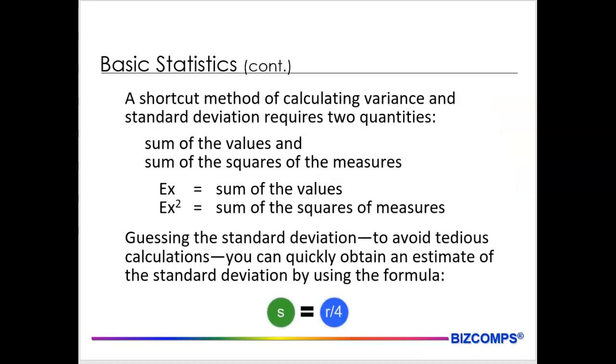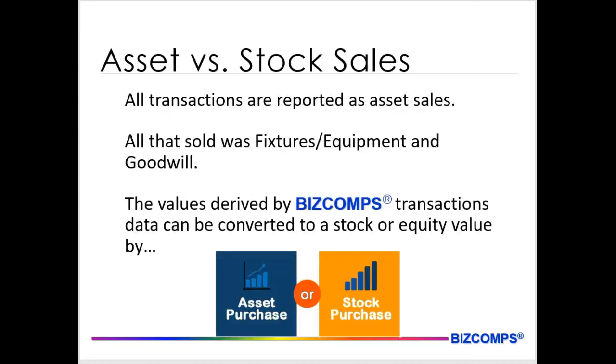So a shortcut method of calculating variance and standard deviation requires two quantities: one, the sum of the values, and two, the sum of the squares of the measures. So not to get too statistical on you here, I'll let you read the rest of this. It's a formula. There's a lot more that you can look up if you want to go into this. Statistics can be a lot of fun, but I realize for a lot of people this is where you fall asleep. So I'll let you read the rest of this slide on your own here.